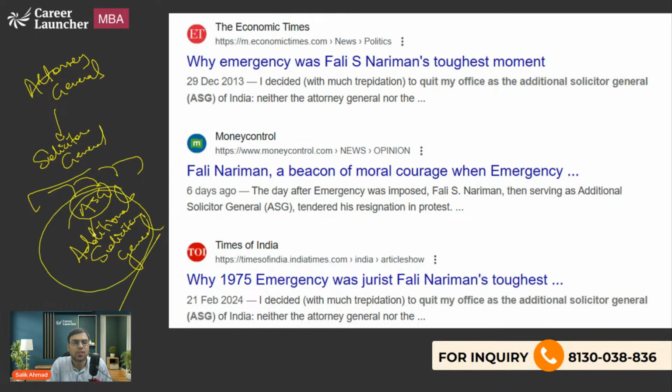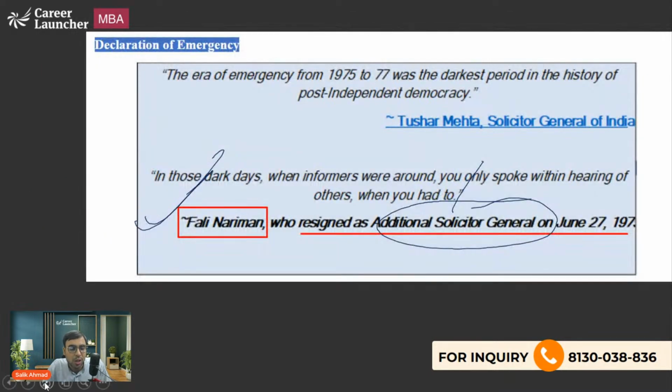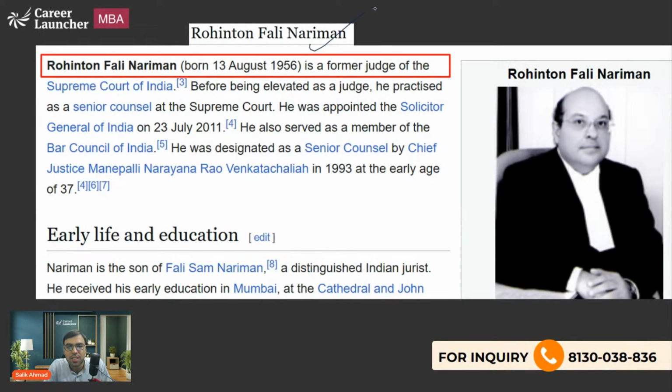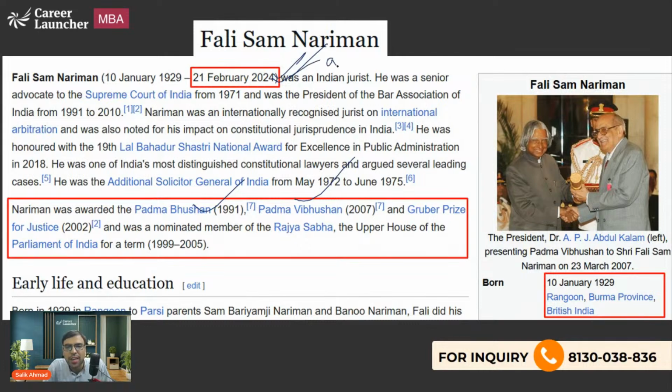Okay, so he was actually, Fali S. Nariman was a very famous lawyer. He died last year. So he was Additional Solicitor General and he resigned as a mark of protest. He was a very towering personality in the field of legal domain. He was a senior lawyer. In fact, he was given the Padma Awards also. His son was a Supreme Court judge also, Justice R.F. Nariman. He also retired. So he was roughly around 90 years when he died.